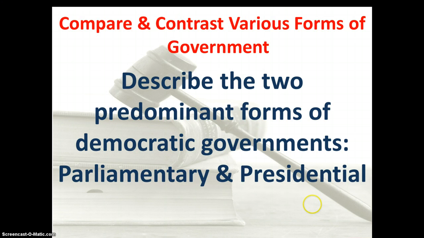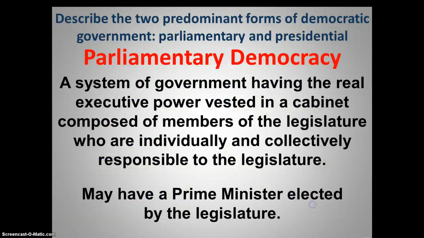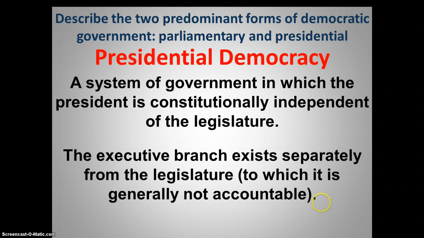Here's another objective. Describe the two predominant forms of democratic governments, parliamentary and presidential. These were also vocab terms that you had in chapters 1 and 2. Parliamentary democracy is a system of government having the real executive power vested in a cabinet composed of members of the legislature who are individually and collectively responsible to the legislature. They're called the parliament. They may have a prime minister elected by the legislature. A presidential democracy is a system of government in which the president is constitutionally independent of the legislature. The executive branch exists separately from the legislature, to which it is generally not accountable.